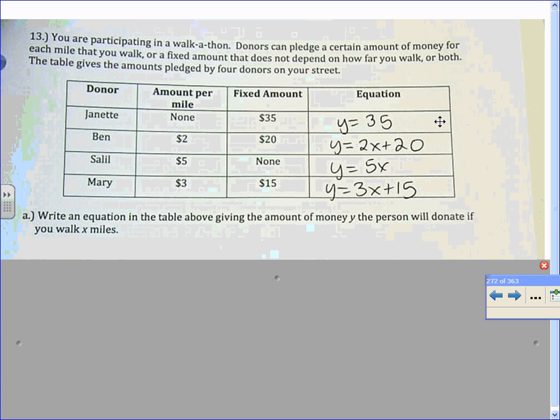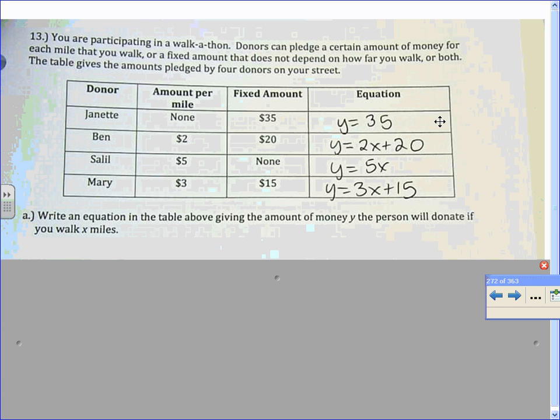Okay, before we go to b, questions on how to get the equations. Raise your hand if you had those right, or at least most of them, I should say. Okay, good. All right, b. Write an equation giving the total amount of money y that you will raise from the donors on your street if you walk X miles. How do we figure this out, Sean? Y equals 5x plus 17.